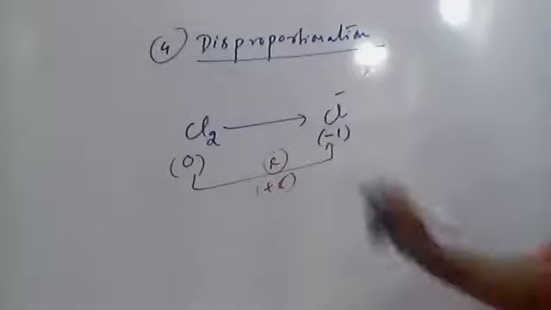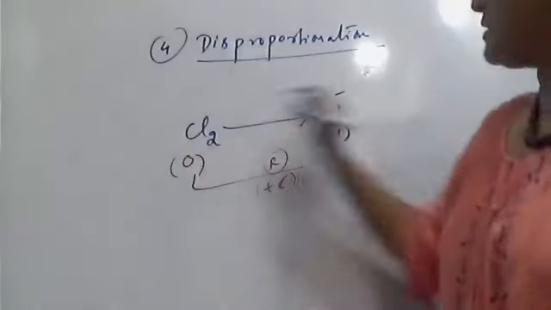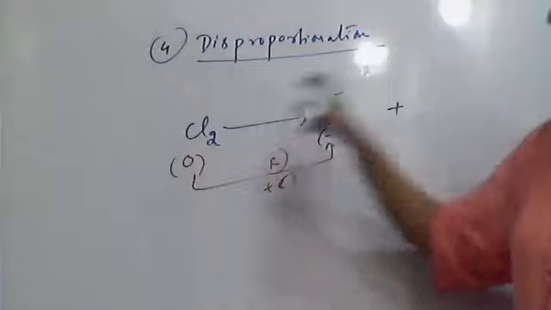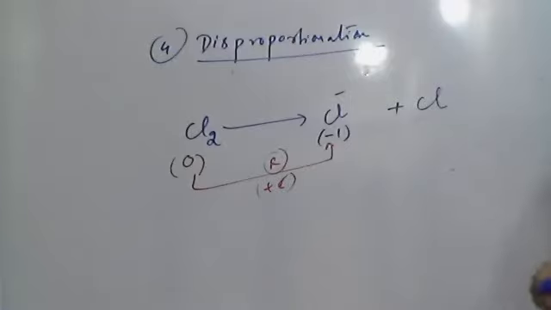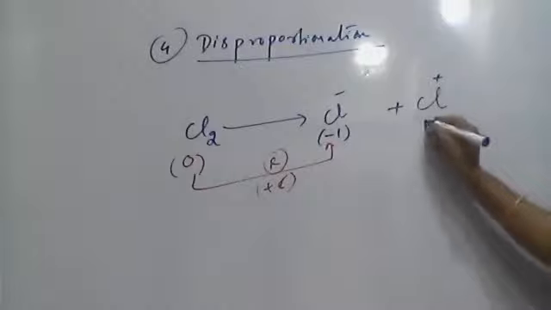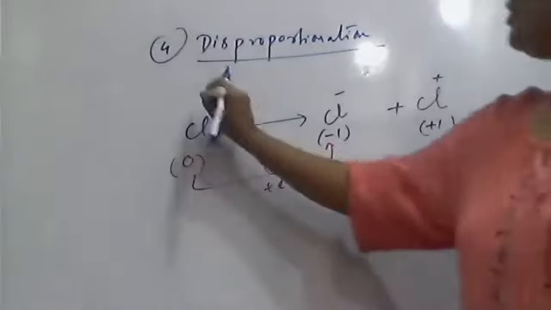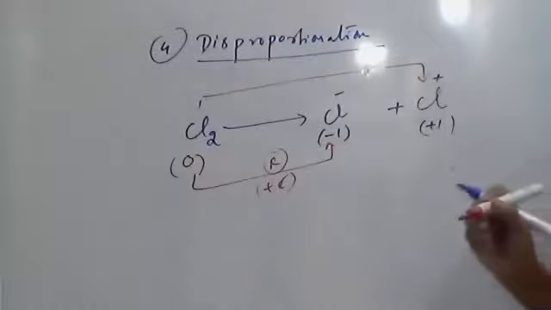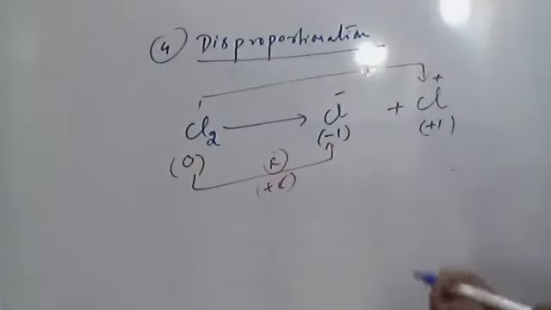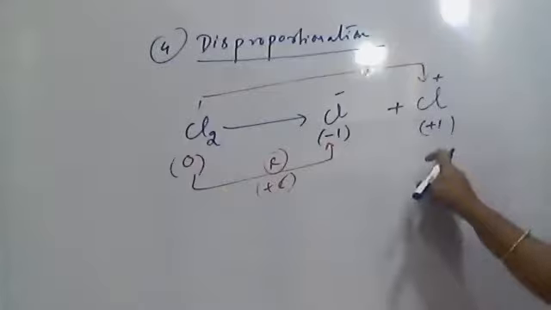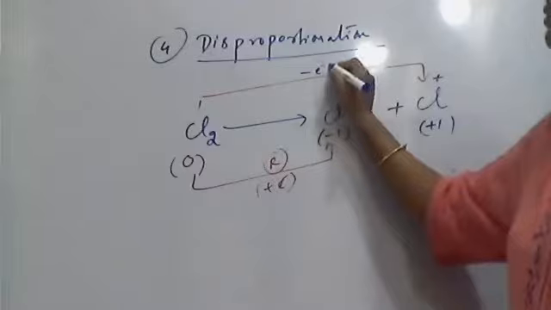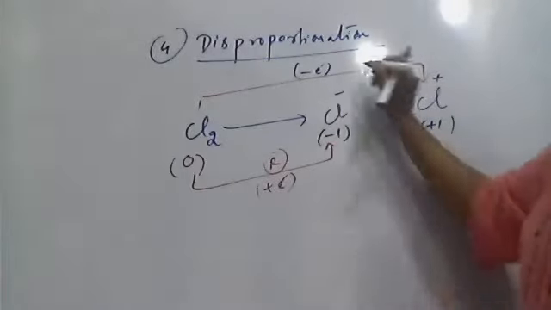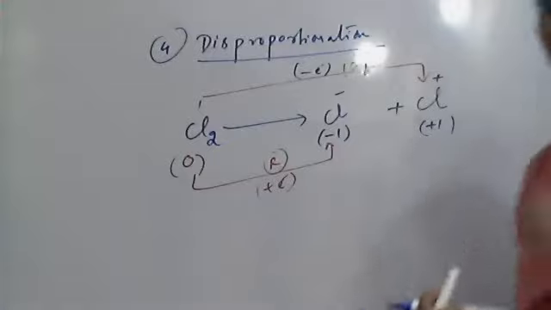Say here two chlorines are there, and one chlorine changed to Cl minus 1. If the other one changes to plus 1, the charge here is plus 1. So here 0 to plus 1. What is this one? Oxidation. 0 is less, plus 1 is more, and 0 to plus 1 is accompanied by loss of electron. And this is called oxidation.